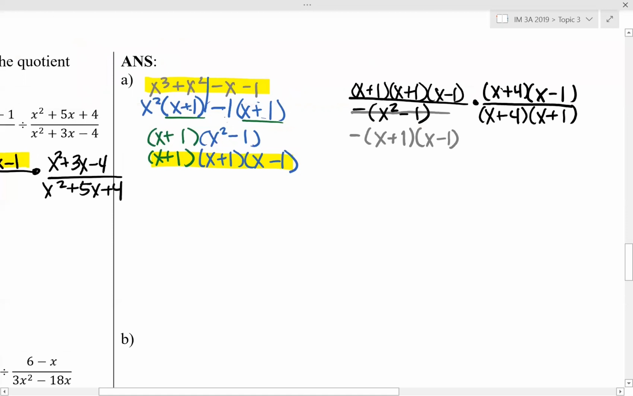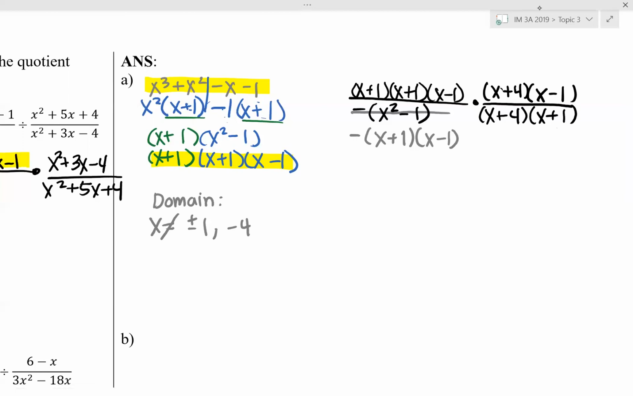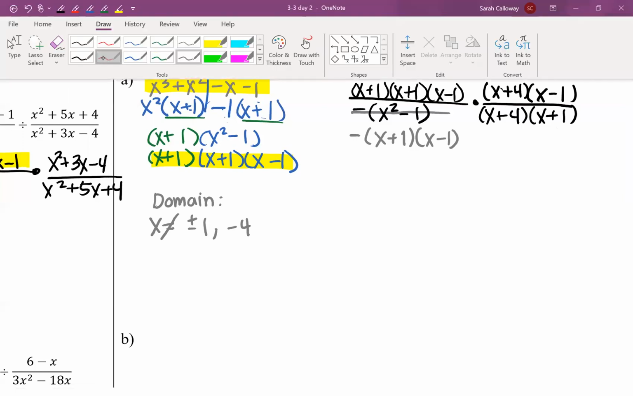So looking at this expression, I can see that the domain of this rational quotient is going to be all real values of x except for negative 1, positive 1, and negative 4. So our domain is going to restrict values of negative 1 for the x plus 1 factors in our denominator, positive 1 for the x minus 1 factor in our denominator, and negative 4 for the x plus 4 factor in our denominator.